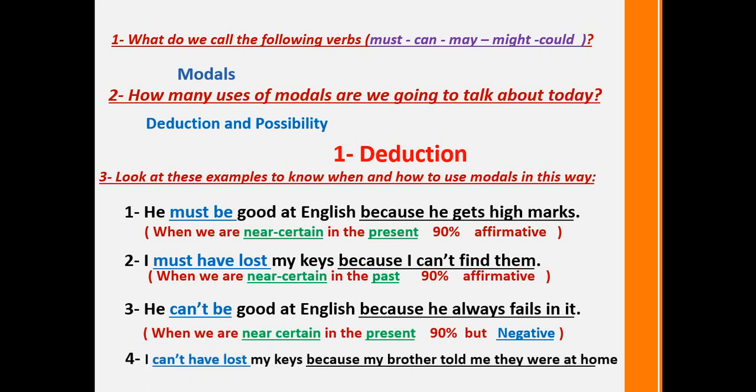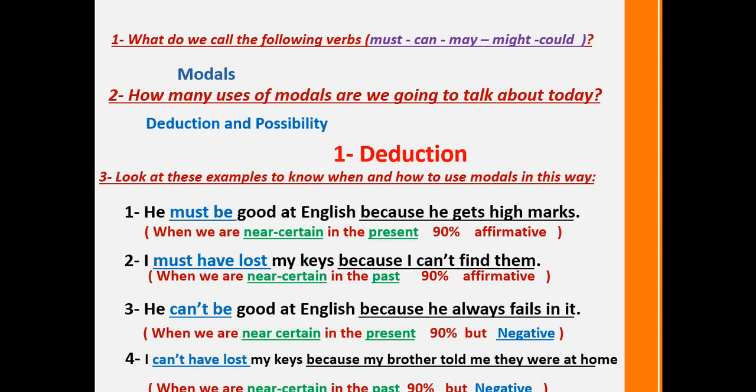The last example, I can't have lost my keys because my brother told me they were at home. Again, we have can't have plus verb 3. In the second part, we have an evidence that something did not happen. So, when we are near certain that something did not happen in the past, we are 90% sure that something did not happen, we use can't have plus verb 3.